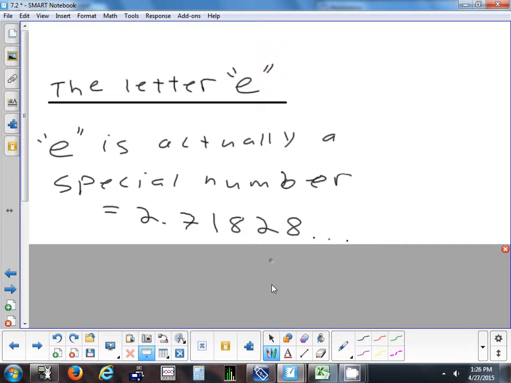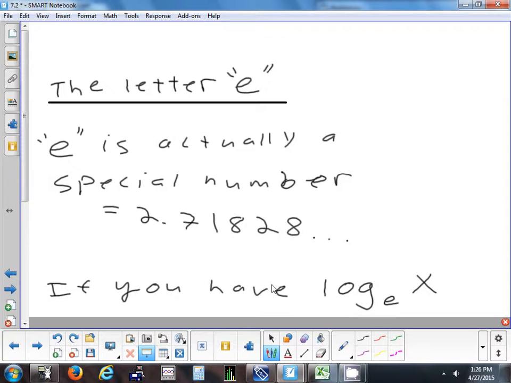Right, so it's like pi. It doesn't end, it doesn't repeat. It's irrational. And E generally comes up a lot when you do logarithms, especially when E is the base.